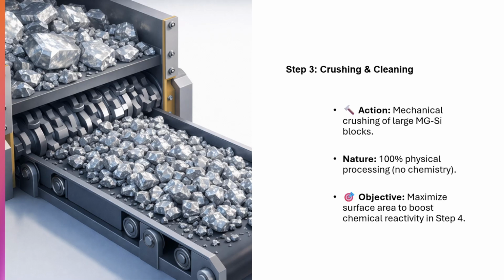This is step 3. Now the silicon comes in big solid pieces, so we break it into smaller pieces. There is no chemical reaction here, just physical processing. Why cut it into smaller pieces? Because smaller pieces react better than bigger pieces, and they are easier to handle in the next steps. That is the simple step. See the video for better understanding.